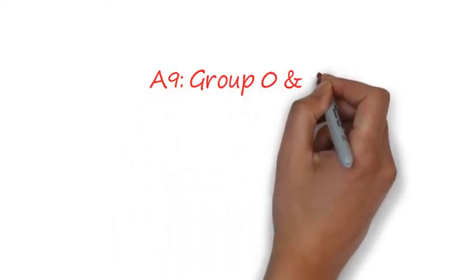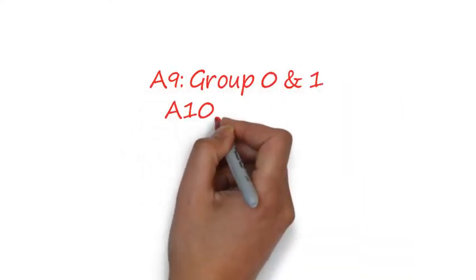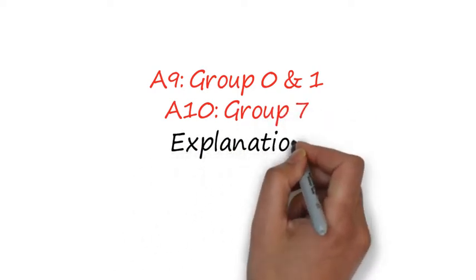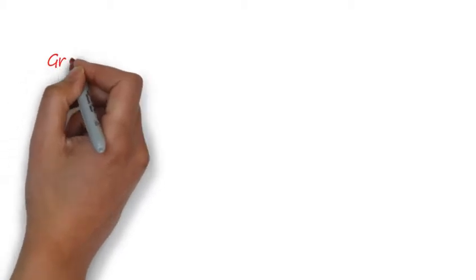There are many different trends across the periodic table. Each group has its own unique set of properties. We are going to look at the trends of groups 0, 1 and then 7.